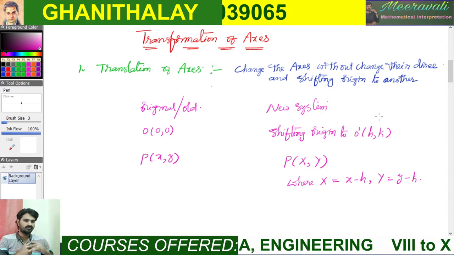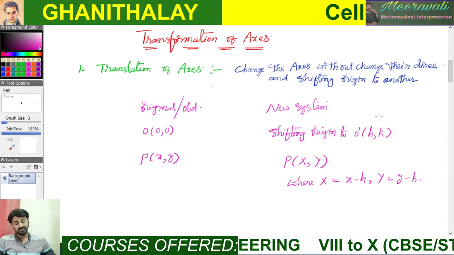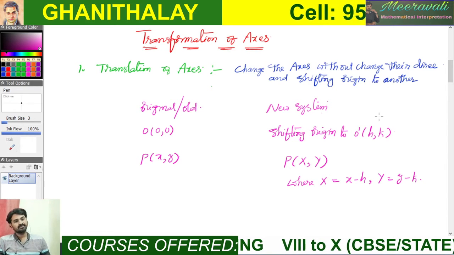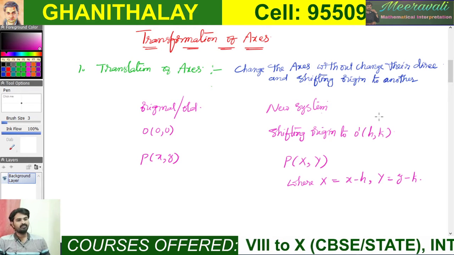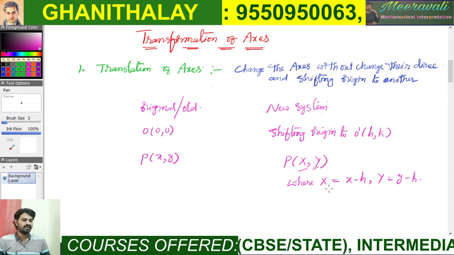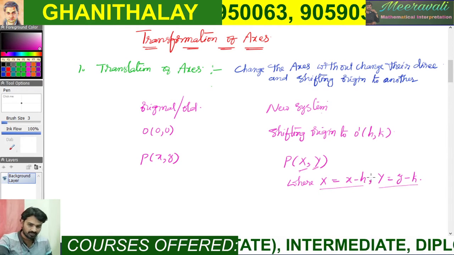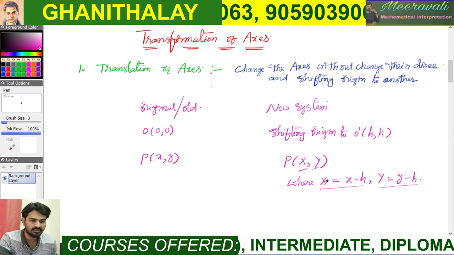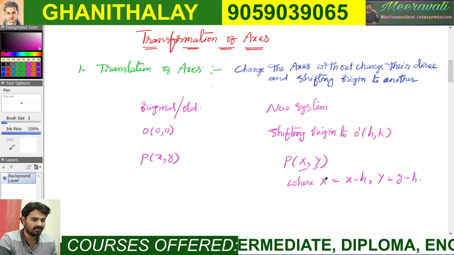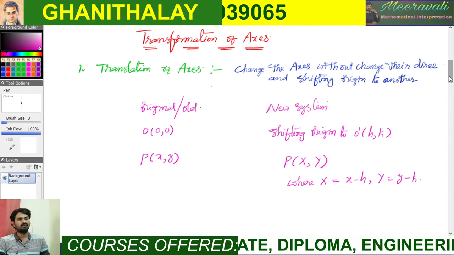Now what should you find out? The coordinates of the point in the new system. The new system coordinates are taken as capital X and capital Y. That means capital X is equal to small x minus h, and capital Y is equal to small y minus k. Okay, this is the formula.